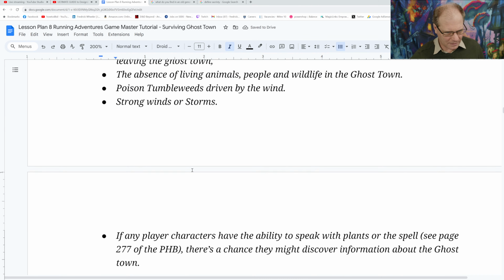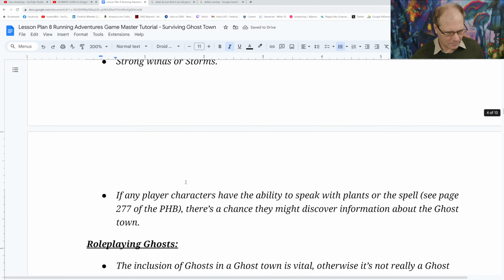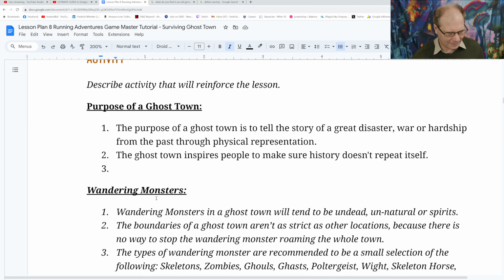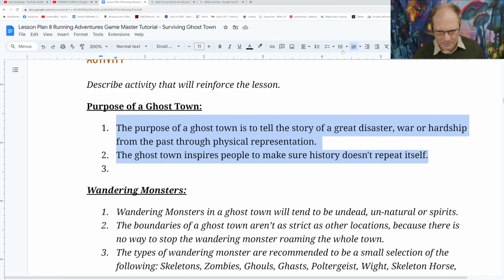Why am I speaking to plants? Get rid of this. Oh, no, that's right. That's why that's there. I forgot about that. Almost got rid of it. This here, we will just bullet point it.